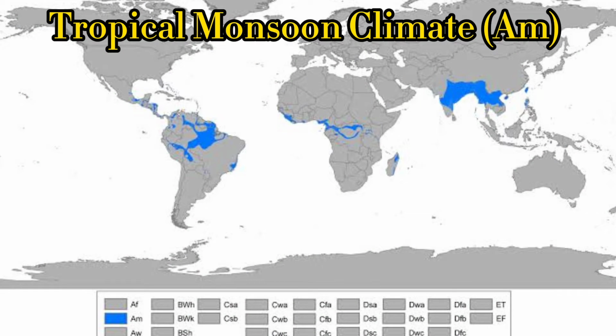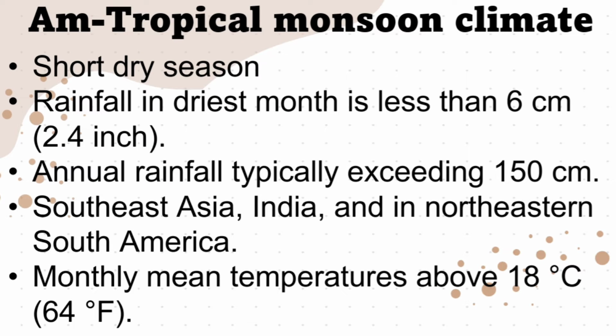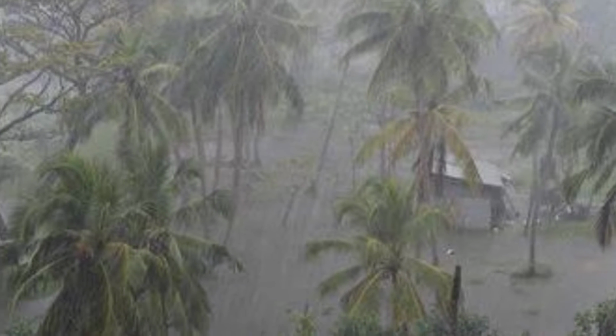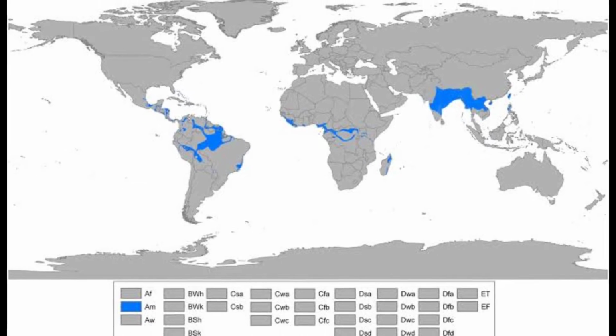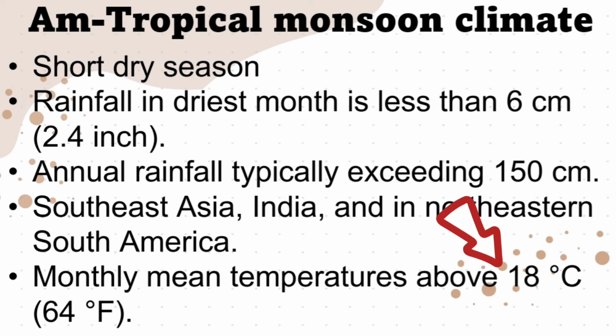Now we have the tropical monsoon climate, written by a capital letter A and small letter M, in which the monthly precipitation totals drop below 6 centimeters for 1 or 2 months. The annual rainfall totals are comparable to those in other parts of the country of the tropical wet climate, with annual rainfall exceeding 150 centimeters per year. Tropical monsoon climate can be seen along the coast of Southeast Asia, India, and in northeastern South America, with a monthly mean temperature above 18 degrees Celsius or 64 degrees Fahrenheit.